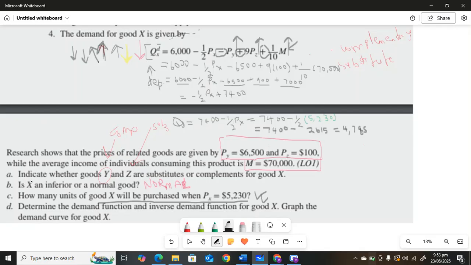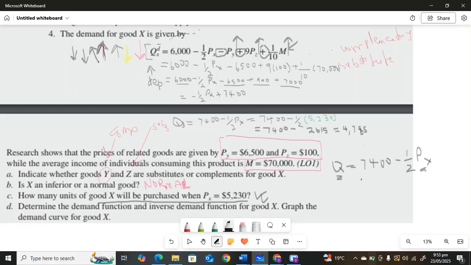Okay, so part D, determine the demand function, which we've already done. The demand function is this: Q equals 7,400 minus half Px. So, the demand function and the inverse demand function. The inverse demand function is where we make Px the subject of the formula. In the normal demand function, Q is the subject of the formula. But in an inverse demand function, Px will be the subject of the formula.